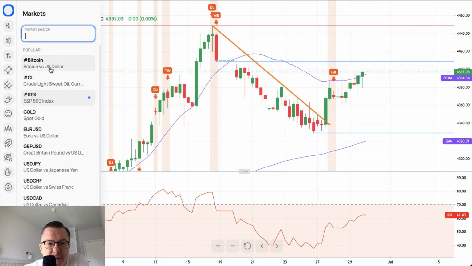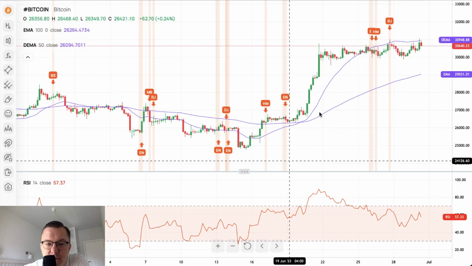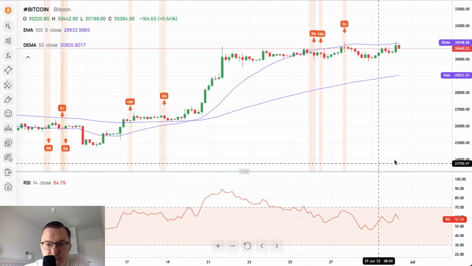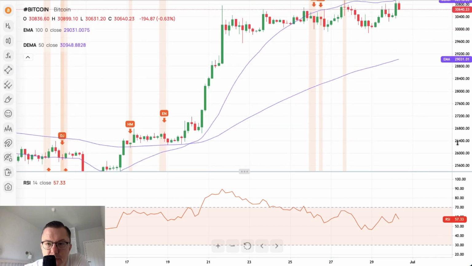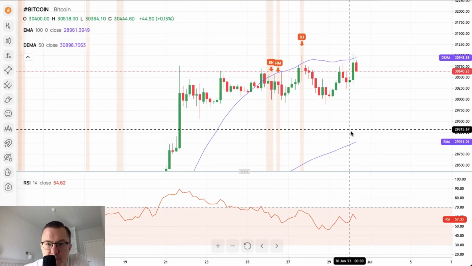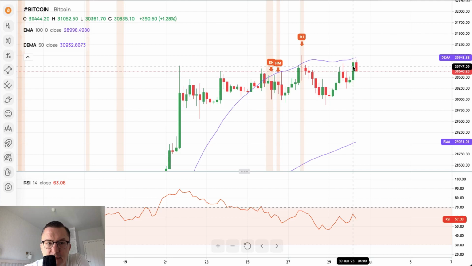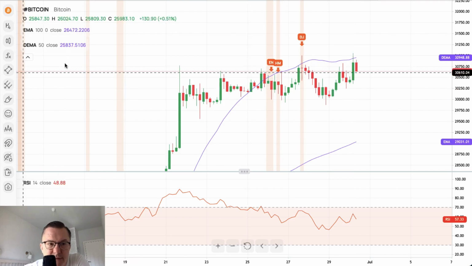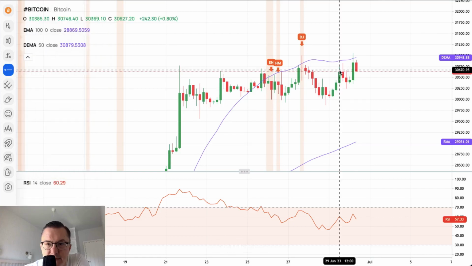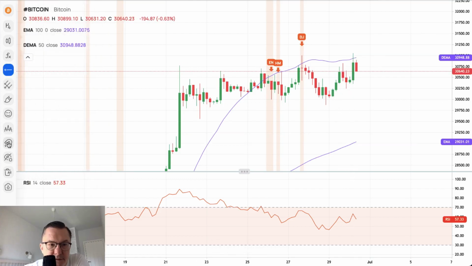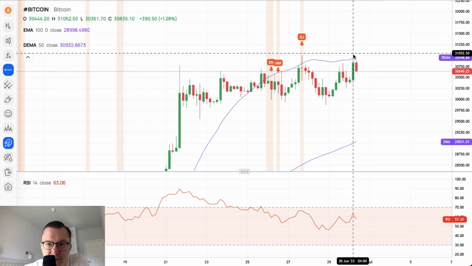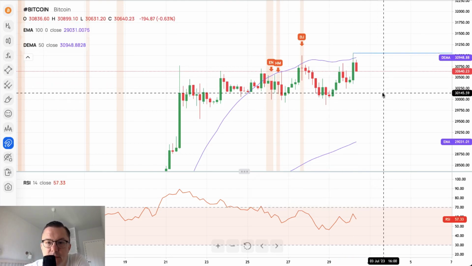Last but not least, let's talk about Bitcoin. Why? Because we have a new marginal but still new swing high. The Bitcoin bulls made the last high at $31,052. So this is the last swing high, marginal, just above the 50 periods moving average.